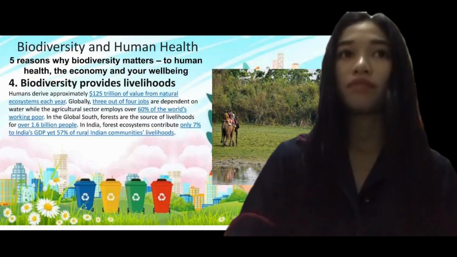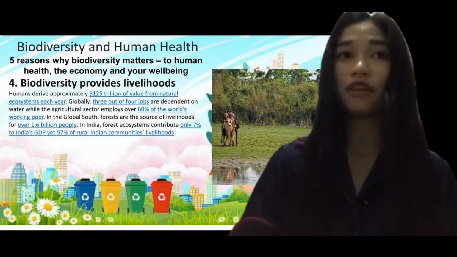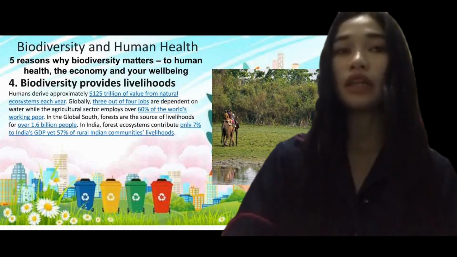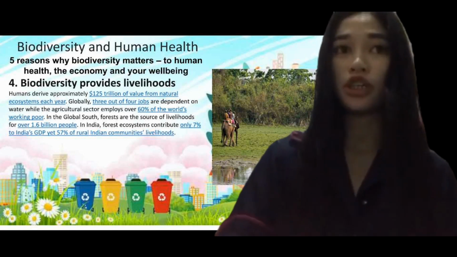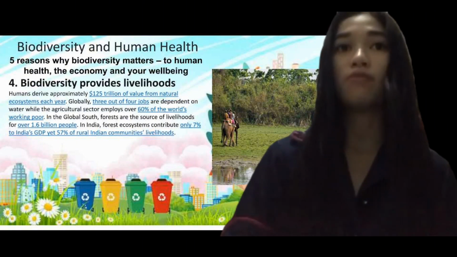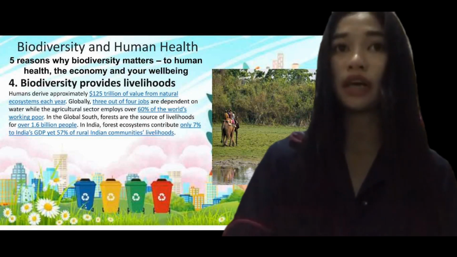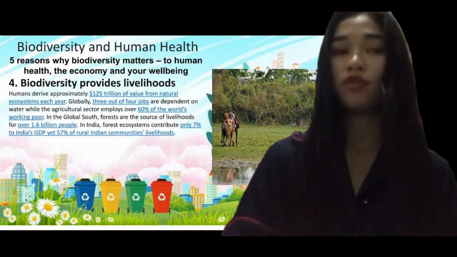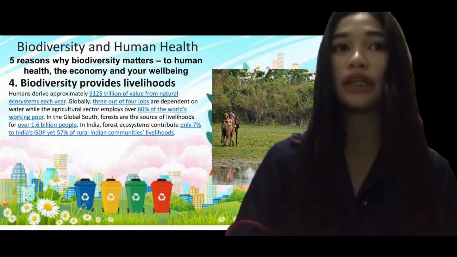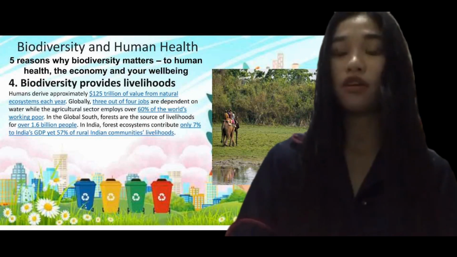Biodiversity and human health. Number 4. Biodiversity provides livelihoods. Humans derive approximately $125 trillion of value from natural ecosystems each year. Globally, 3 out of 4 jobs are dependent on water, while the agricultural sector employs over 60% of the world's working poor. In the global south, forests are the source of livelihoods for over 1.6 billion people. In India, forest ecosystems contribute only 7% to India's GDP, yet 57% of rural Indian communities' livelihoods.